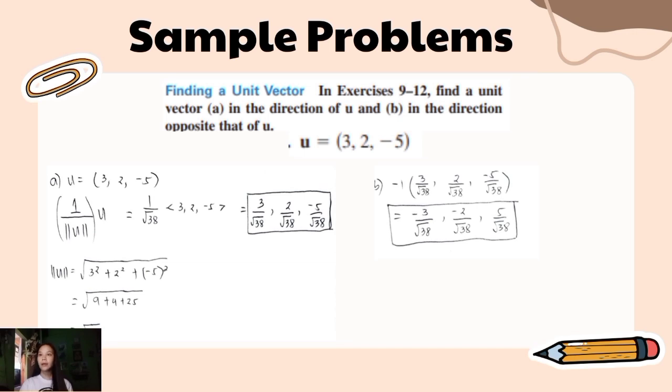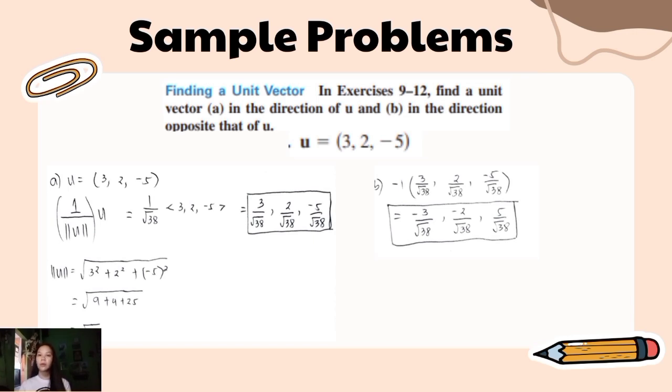Here, the length of u is equal to the square root of 3 squared plus 2 squared plus (-5) squared. We get the square root of 9 plus 4 plus 25, and we get the square root of 38. After that, we use our formula. Substituting the value we gained, we have 1 over the length of u, the square root of 38, times u, which is (3, 2, -5).